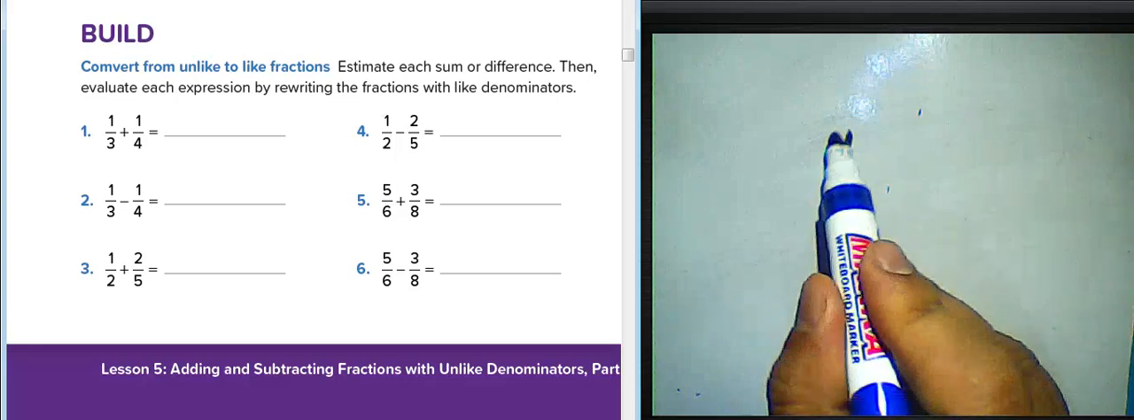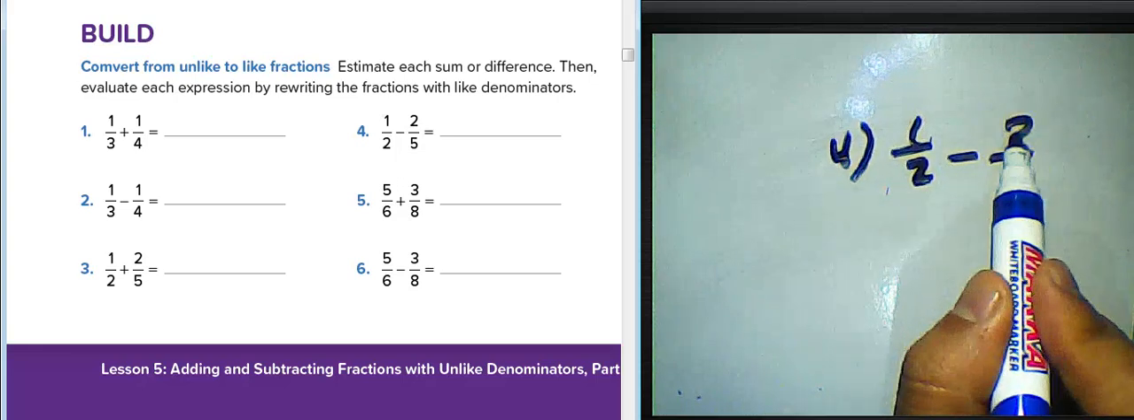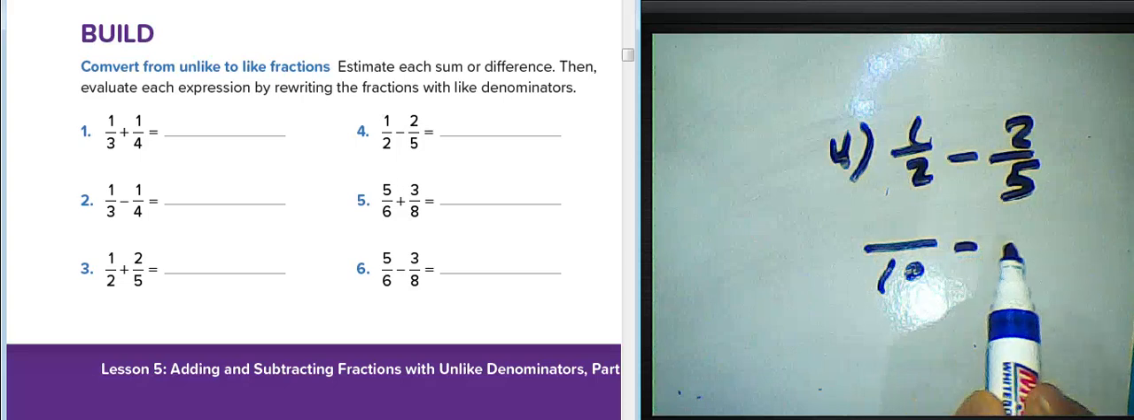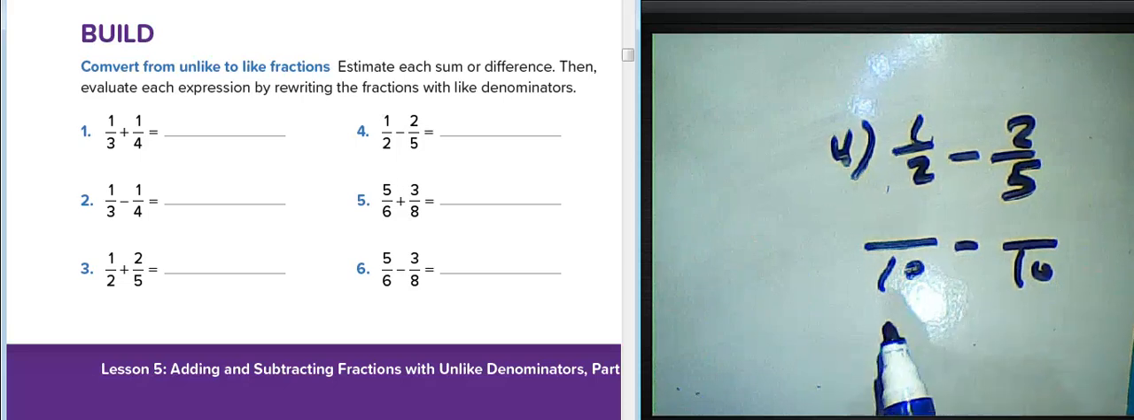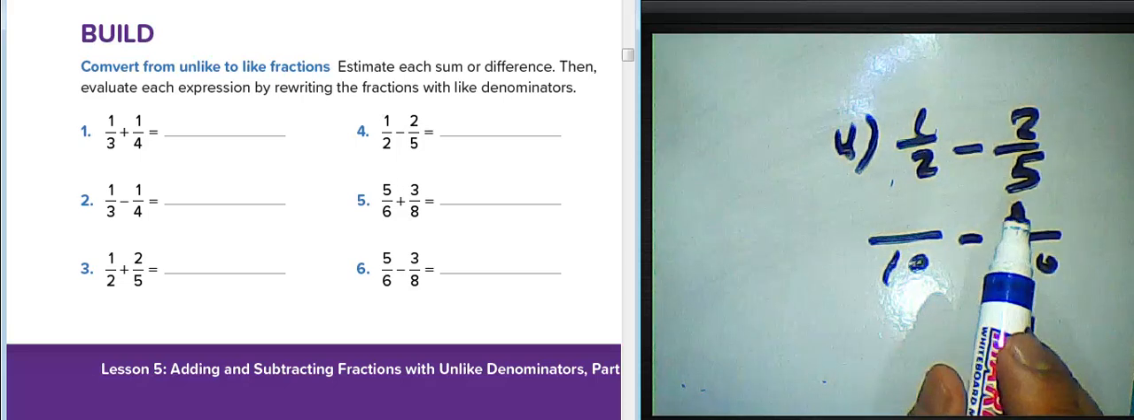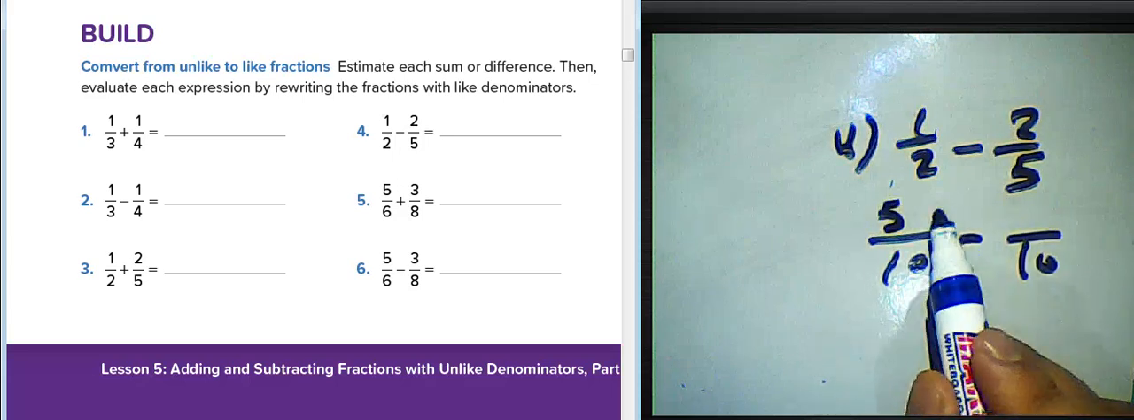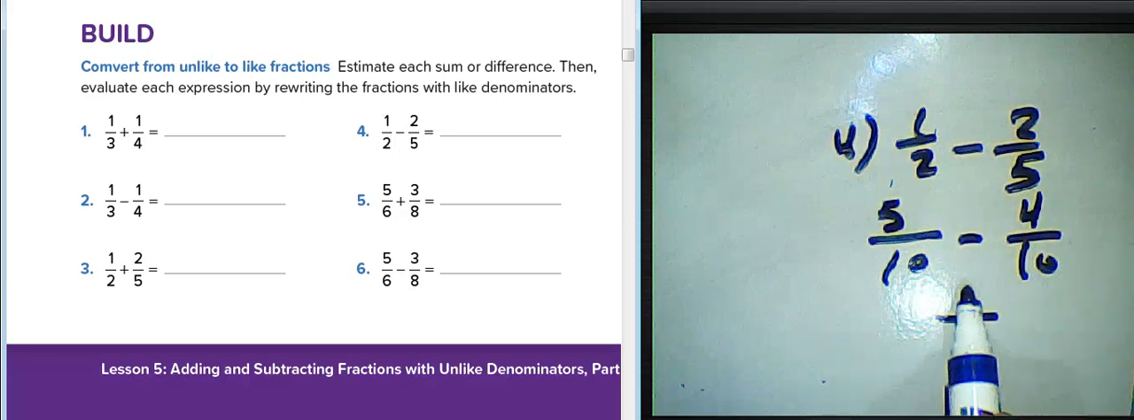And what about question number 4? 1 over 2 subtract 2 over 5. We can write 10 again, but in this example we must find the difference between them. 1 times 5 equals 5. 2 times 2 equals 4. 5 minus 4 equals 1. The result will be 1 over 10.